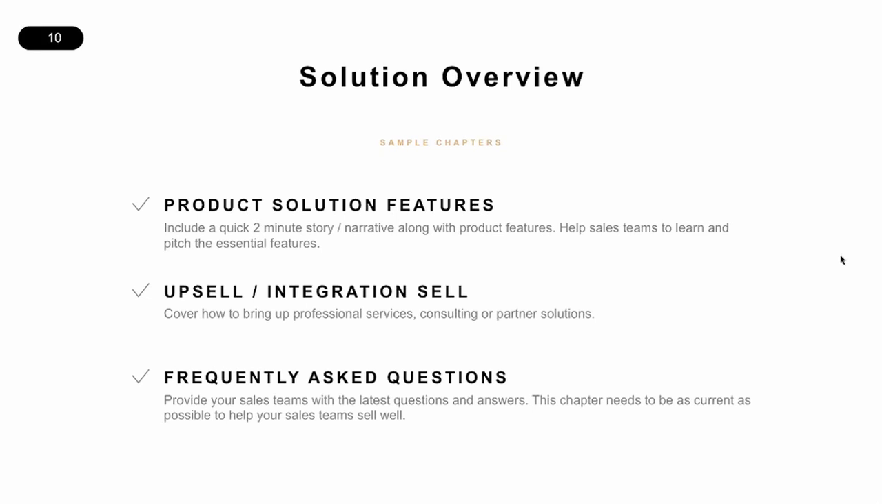How to approach upsell or integration sales? It's not always very easy. Being able to provide your sales teams with different areas of approach for upsell, presenting certain features that could be critical in the form of a story, or whether it is as part of a consulting or as a partner solution, is also important. Of course, the last piece is the frequently asked questions, because there will always be a lot of questions around your product features, your product. These could be technical, these could be right down to the specifications, but generally it's good to maintain a list of frequently asked questions as well.